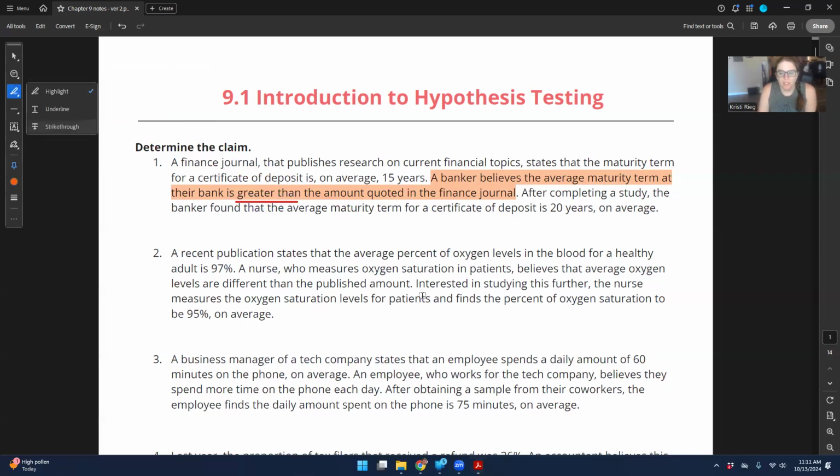Okay, so let's look at number 2. A recent publication states that the average percent of oxygen levels in the blood for a healthy adult is 97%. A nurse who measures oxygen saturation in patients believes the average oxygen levels are different than the published amount. I think I got a little carried away on the highlighting. We didn't really need to highlight the whole sentence. We're just looking for the claim. The claim is in that sentence. What do they believe? They believe the average levels are different than the published amount.